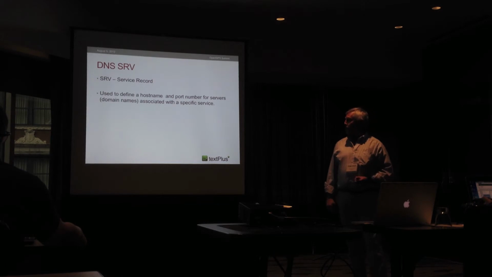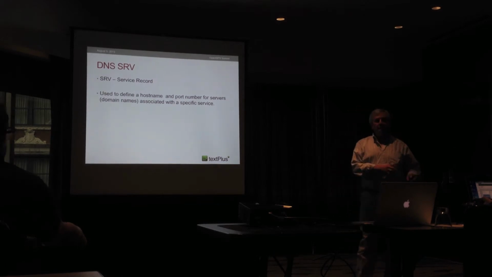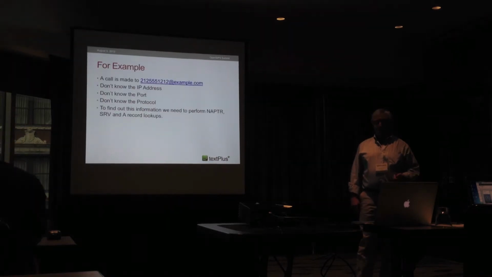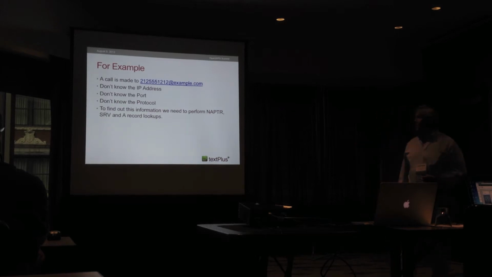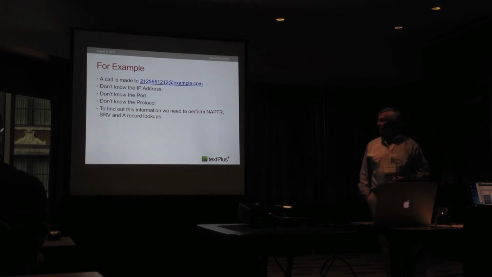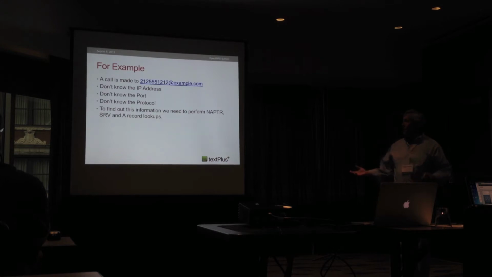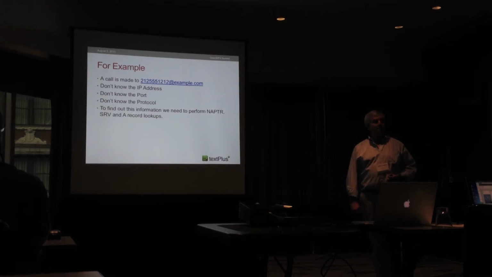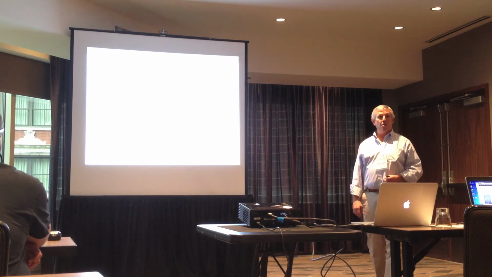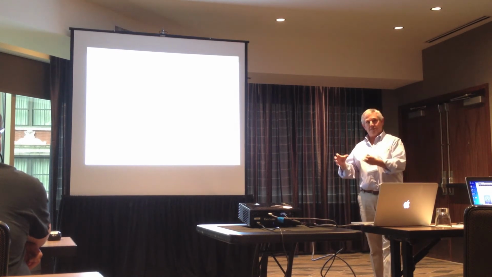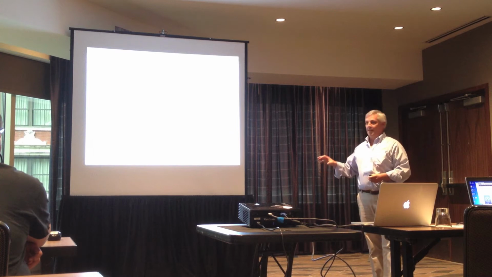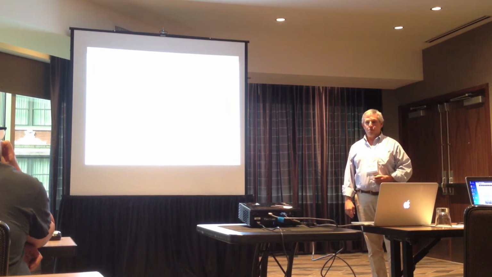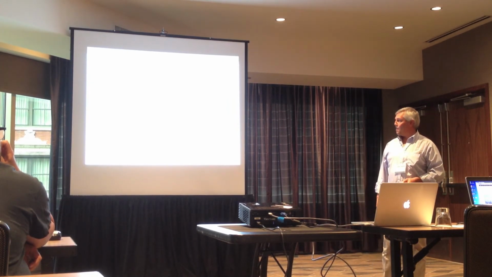The SRV records, the service records, are basically used to define the host name and port for your services. For example, you're trying to get to information in Manhattan, 212-555-1212. We don't know the IP address to head to. We don't know the port. We don't know the protocol. Pretty much don't know anything, but we really do need that information in order to route the call correctly, at least to get to the right set of servers. Again, this is a very high level of how we're going to get to an HA environment. We'll drill down and get more detailed as we go.